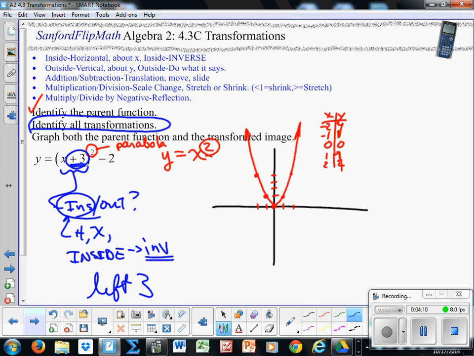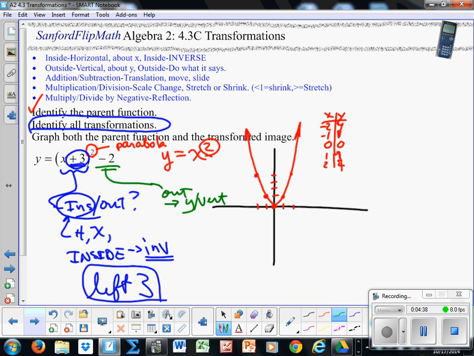So again, if it's inside, it's horizontal, it's about x, so it's right or left. And if it's addition or subtraction, then that means we're talking about a slide, and it's inverse, so the inverse of +3 would be -3. It's going to go left 3. So automatically I know it's going to shift left 3. This -2 is outside, so it's going to be about y. It's going to be vertical.